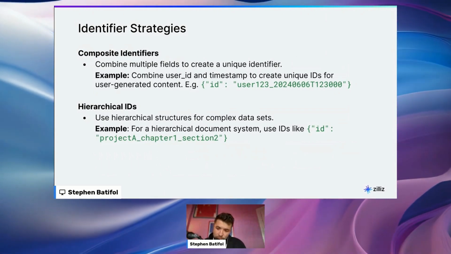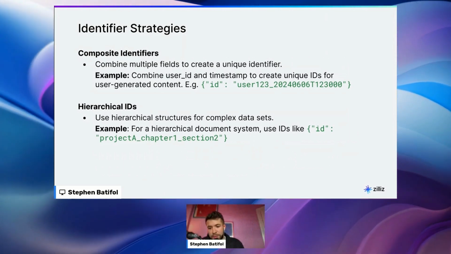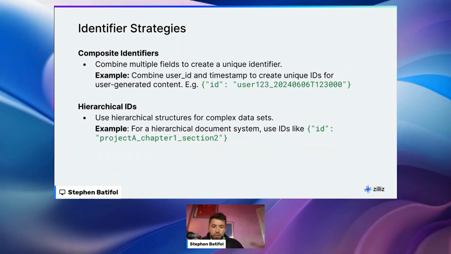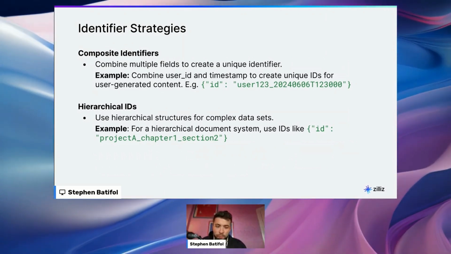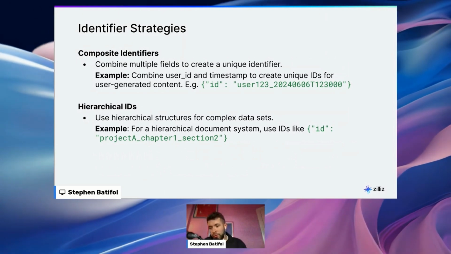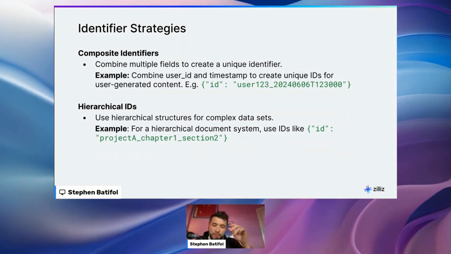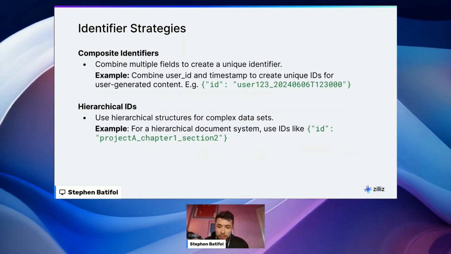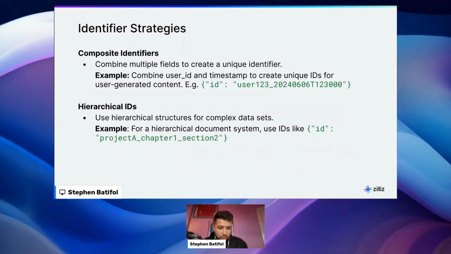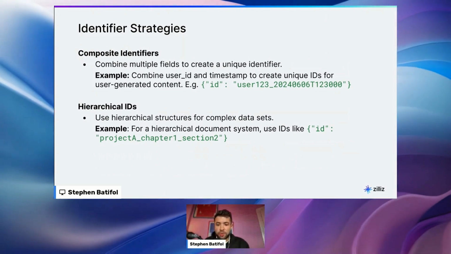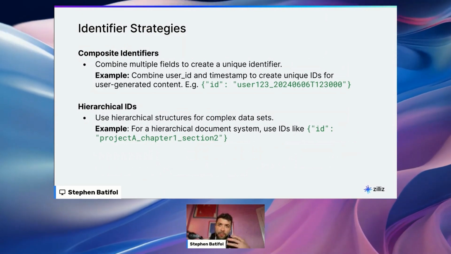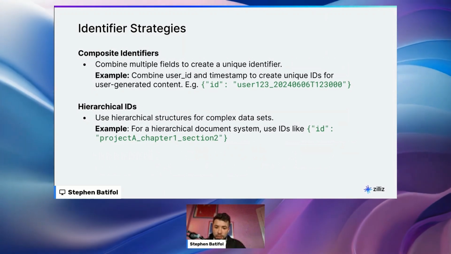Then you have hierarchical IDs as well. If you have complex datasets in general, you can use an ID like project A, chapter 1, section 2. And then, let's say you're going to use a new embedding model and you want to update your data for this specific section, then you could update only this specific section. So those are usually useful ways, I would say, to update your data. And that allows you to still be the one in charge of your data.